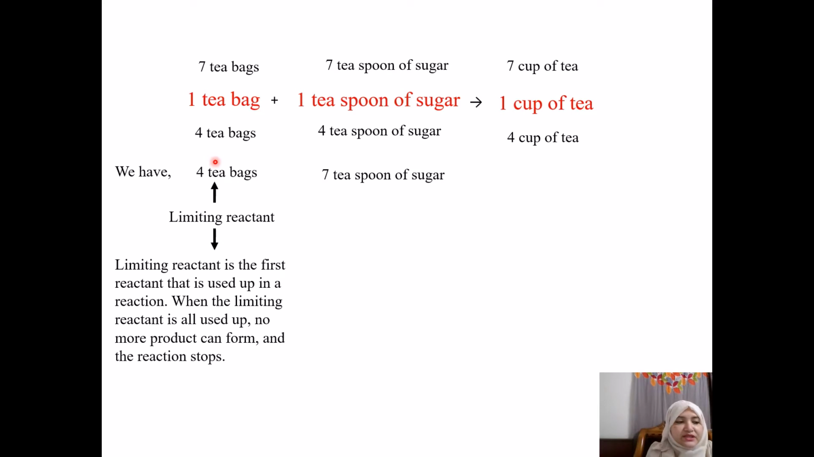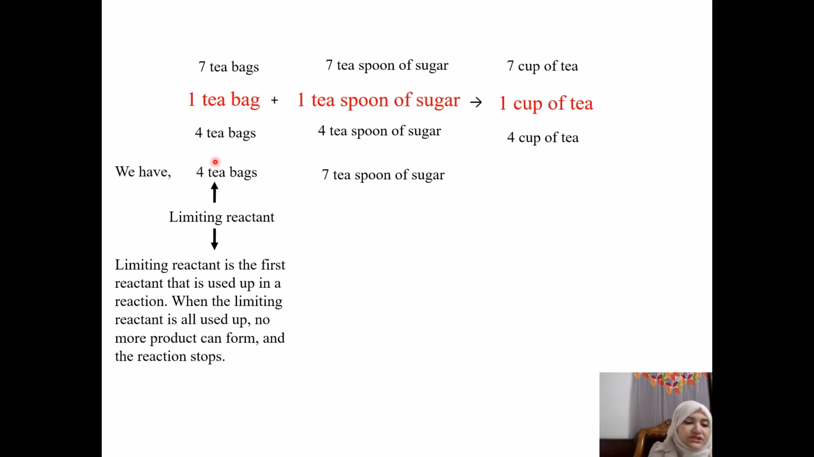It does not matter if we have 100 spoons of sugar. Once we run out of these 4 tea bags, we cannot make any more cups of tea. So the total number of cups of tea that we can make is completely dependent on our limiting reactant, which is our 4 tea bags.